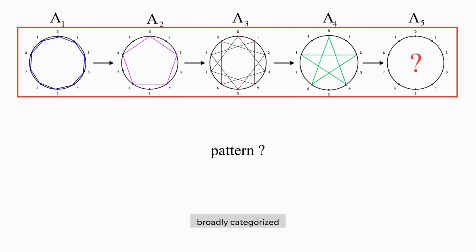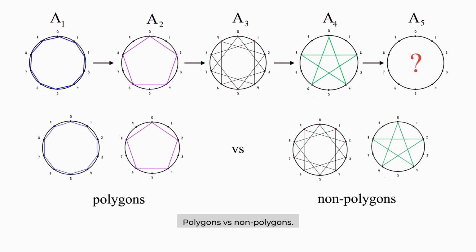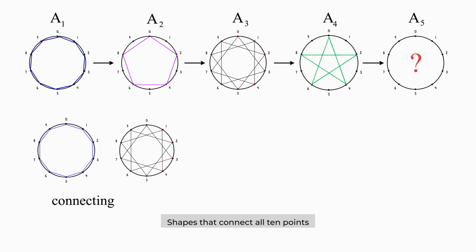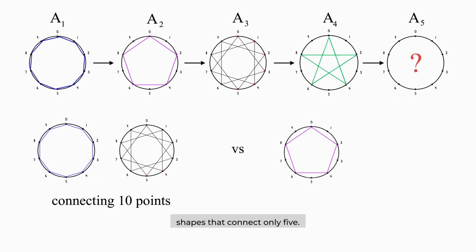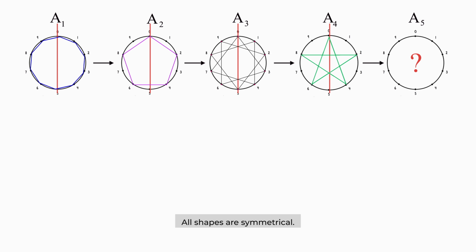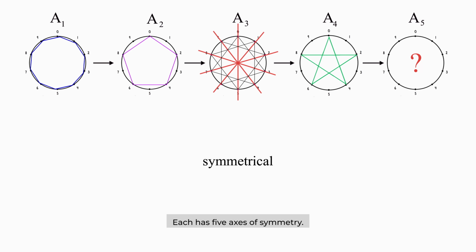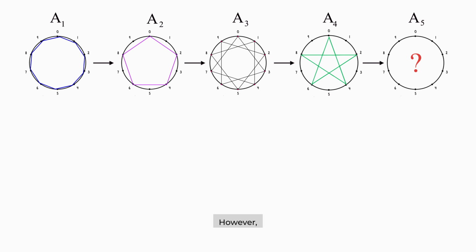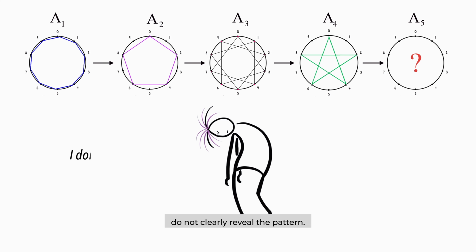The shapes can be broadly categorized into two types: polygons versus non-polygons, shapes that connect all 10 points versus shapes that connect only 5. All shapes are symmetrical. Each has 5 axes of symmetry. However, these facts do not clearly reveal the pattern.